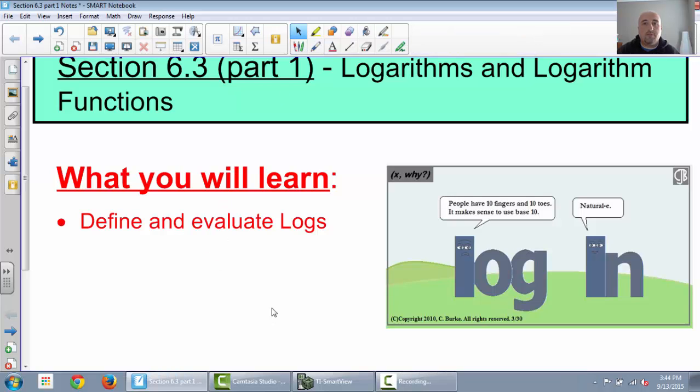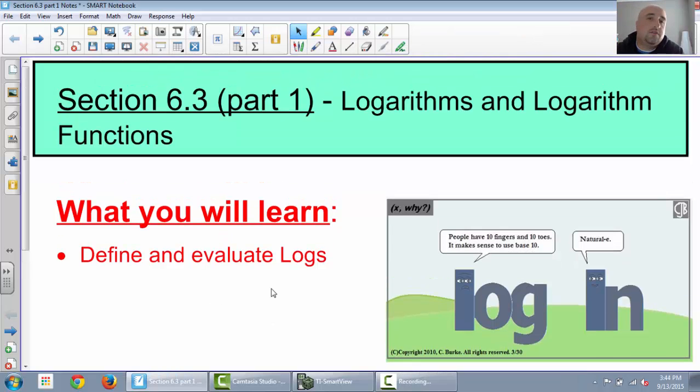All right, welcome to the third installment of Chapter 6. This is Section 6.3, Part 1. This is going to be a two-part section because there's a lot in it, and I don't want you to get too confused right off the bat.